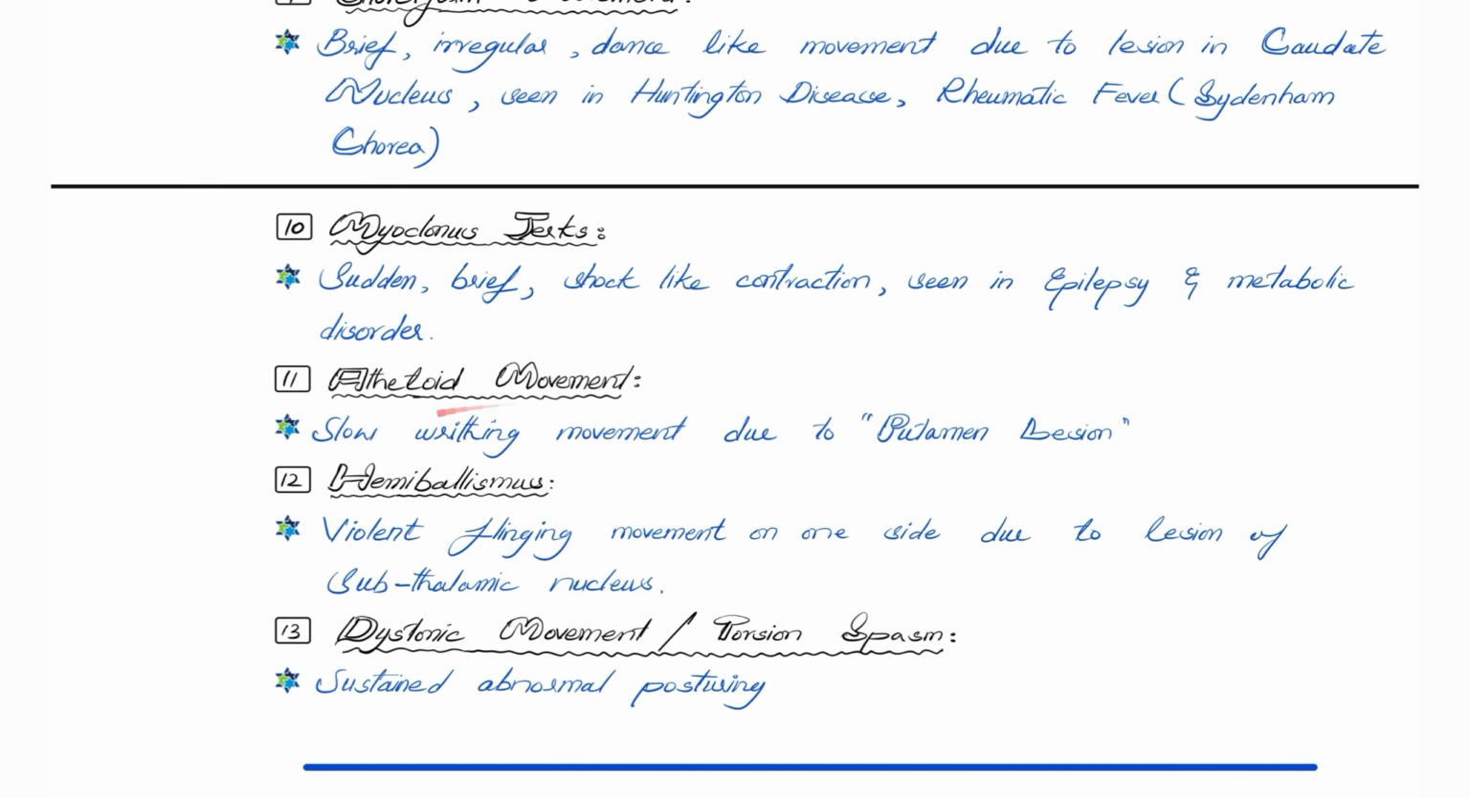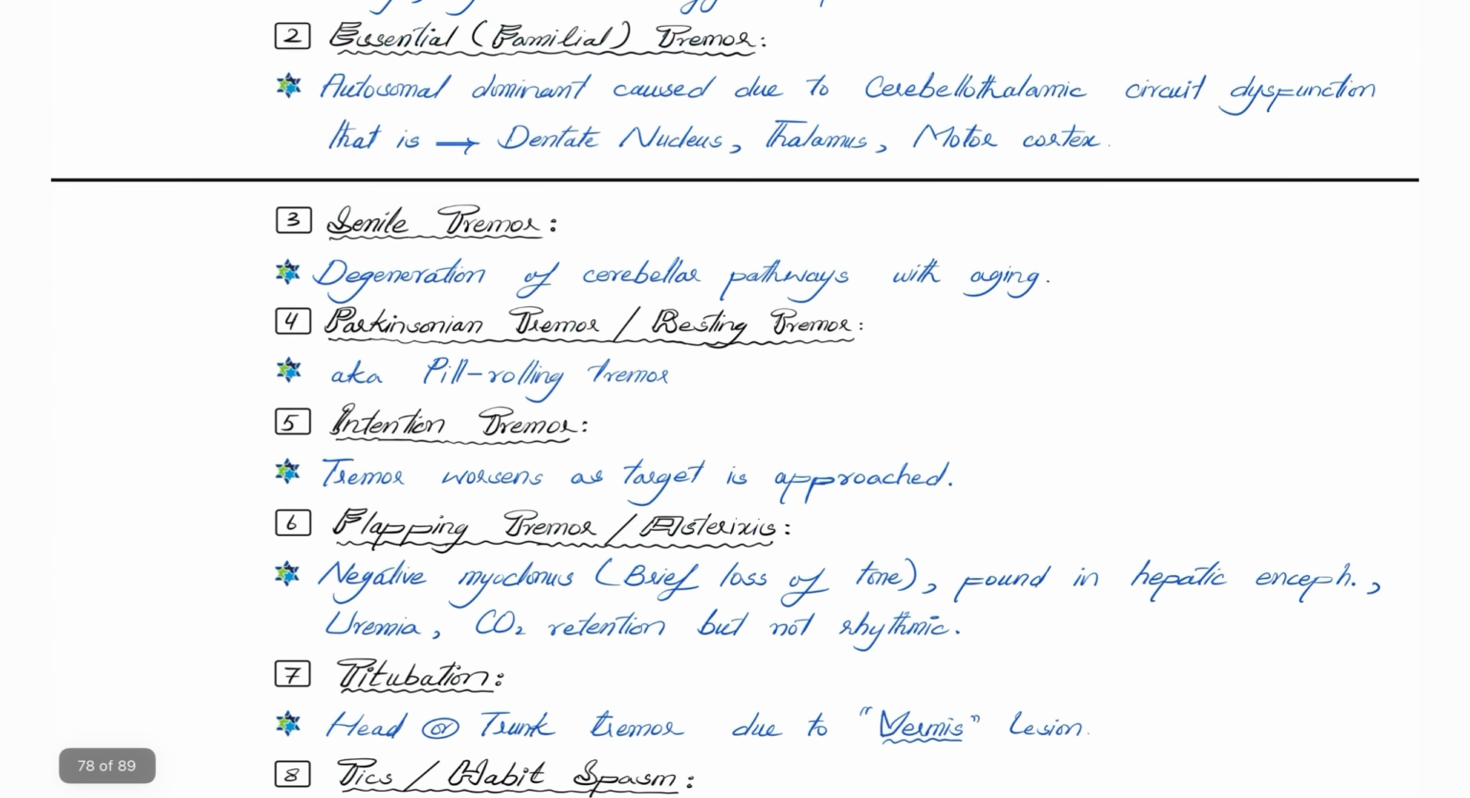Athetoid movement is slow rhythmic movement due to putamen lesion, and hemiballismus is a violent flinging movement on one side due to lesion of the subthalamic nucleus. And the last involuntary movement is dystonic movement or torsion spasm, which is a sustained abnormal posturing. So here you go, we are done with the motor system examination.